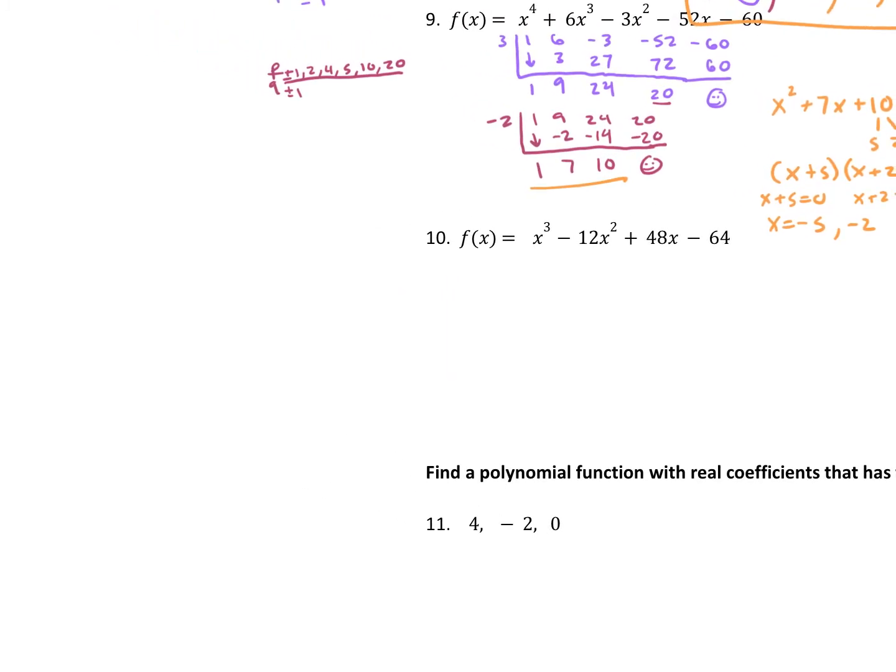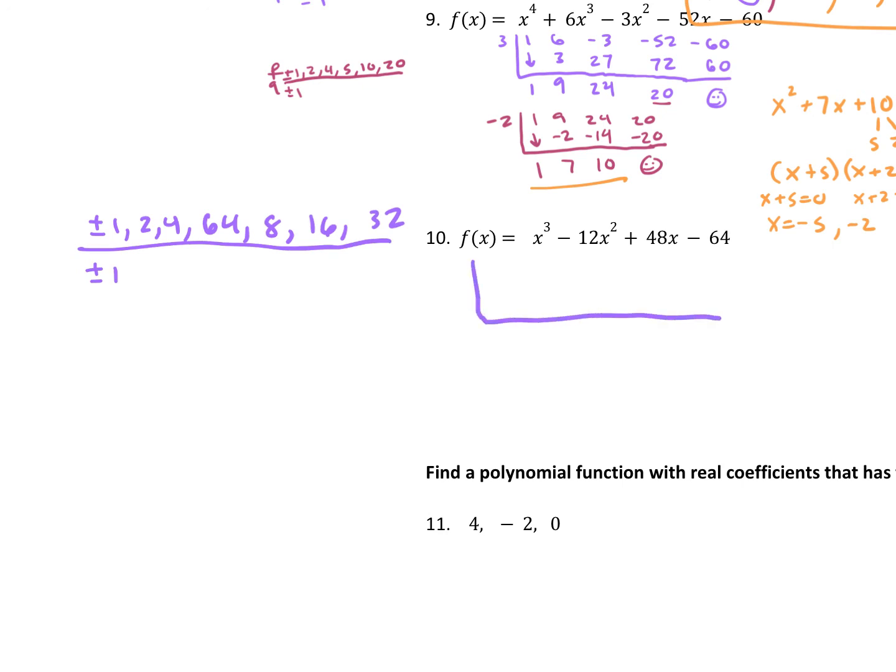So what are my factors of 64? 8, 16, 4, 32. We can start there for now. I think that's it though. So what do you want to try first? Let's try 1. 1, negative 12, 48, and negative 64 are going to go in my box.